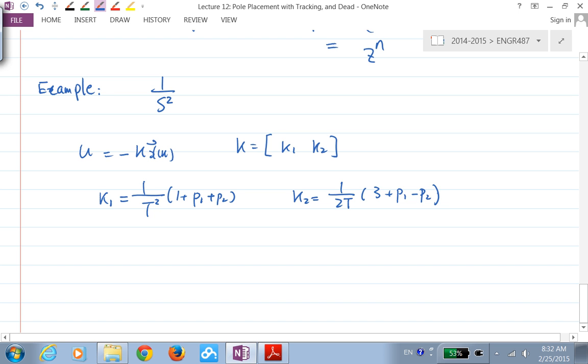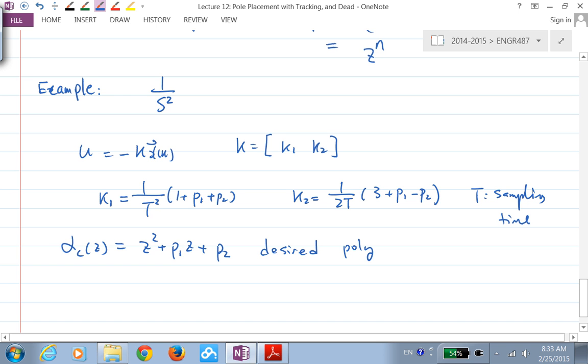So P1, P2 are the coefficients of the desired polynomial. Let's say alpha_c(z) is z squared plus P1 z plus P2. So this is whatever your desired polynomial is. That's the result that we ended up with in the previous lecture. Now let's suppose you want to design a deadbeat control. T here is the sampling time.